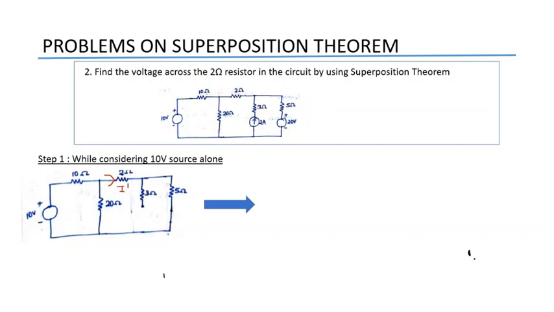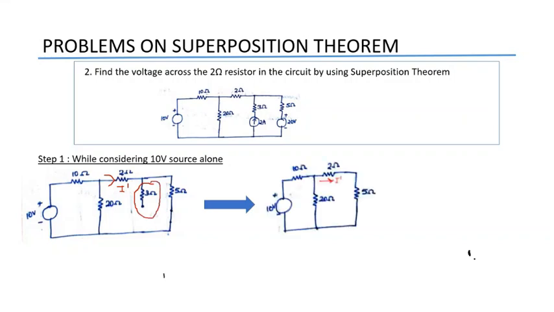So I am redrawing the circuit because this 3 ohm is like this. Here we are having an open circuit, so no current will flow through the 3 ohm resistor. So we can omit this 3 ohm resistance from this circuit. So the circuit will be like this.